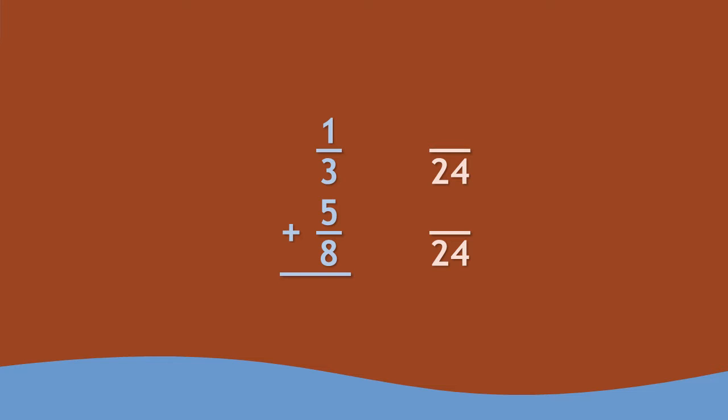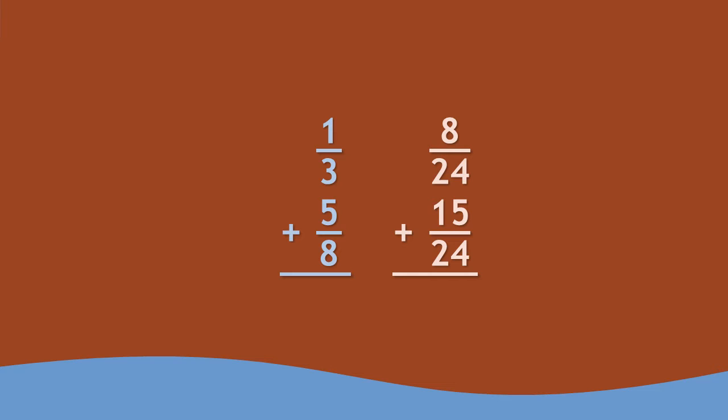And so now what we need to do is determine what the numerators are going to be. So for our top fraction, we ask ourselves, what did we multiply 3 by in order to get 24? Well, we multiplied 3 by 8. So we're going to do the same thing to 1. 1 times 8 is 8. So our top fraction becomes 8 over 24. And then our bottom fraction, what do we multiply 8 by to get 24? We multiplied it by 3. So 5 times 3 is 15. So now we have renamed 1/3 plus 5/8 to 8 over 24 plus 15 over 24.